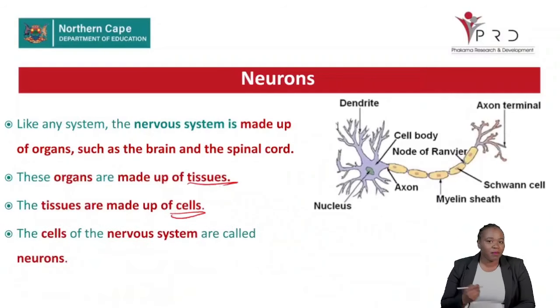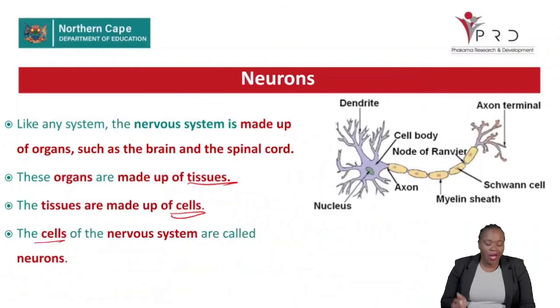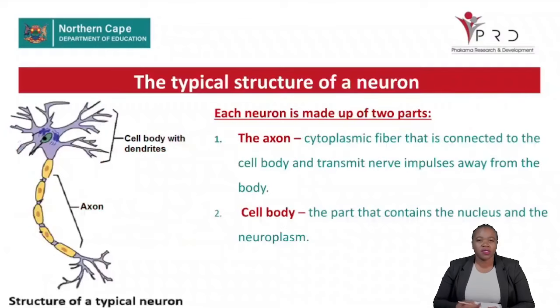So our tissues are made up of cells, and today we are going to be looking at the cells of the nervous system, which are called the neurons. On our right here, we have a structure of the neuron. We are going to break down the different parts of the neurons to get a better understanding of what these different parts do in the different neurons that we are going to be looking at. We are going to be looking at 3 types of neurons.